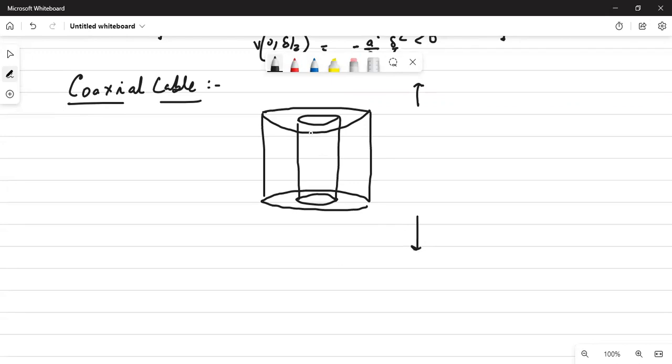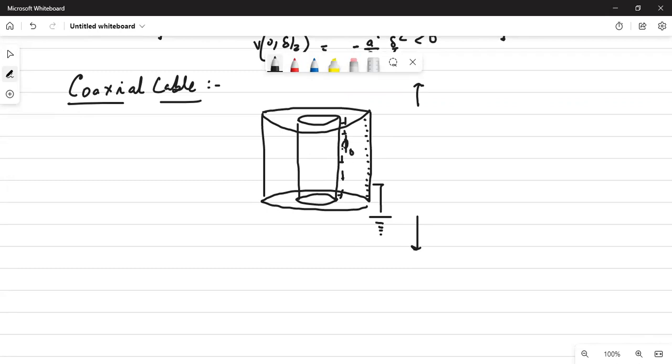Also, the inner conductor is maintained at the constant potential phi naught, which is positive, and the outer conductor is grounded. So eventually this particular inner side will develop some negative charges. Okay, so this will behave as a cylindrical capacitor.